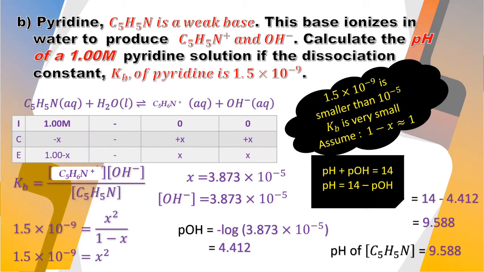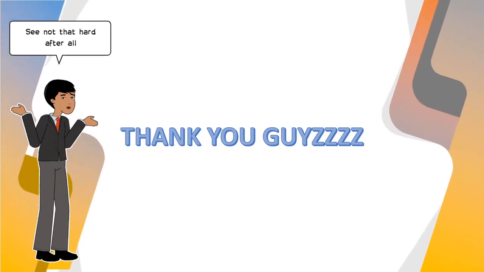But do not forget, guys, the question is asking about pH. We all know that pH plus pOH is 14. So pH equals 14 minus pOH. So 14 minus 4.412, you'll get the pH of the pyridine solution, which is 9.588. Remember, guys, pH does not have any unit. So as you can see, the question is not so hard at all after we go through it in detail.